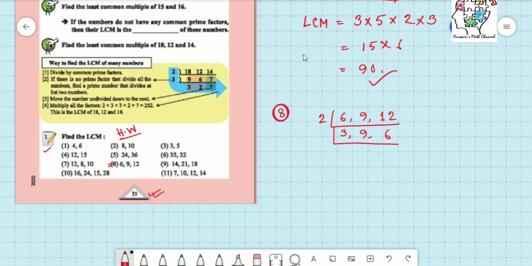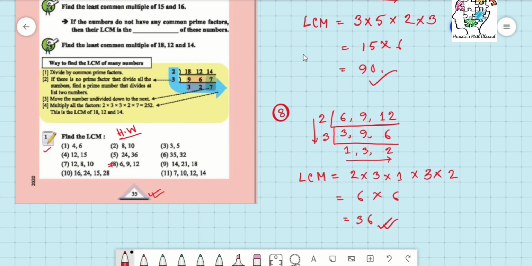Now there are three numbers which can be divided by 3. 3 1s are 3, 3 3s are 9, 3 2s are 6. Now we write all the divisors, 2 and 3, and also the bottom line numbers, that means 1 times 3 times 2. That means 2 times 3 is 6, times 1, 3 times 2 is 6, and the answer will be 36. So this is the LCM of 6, 9 and 12.